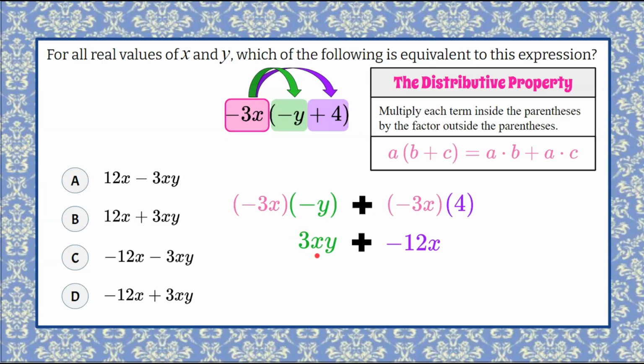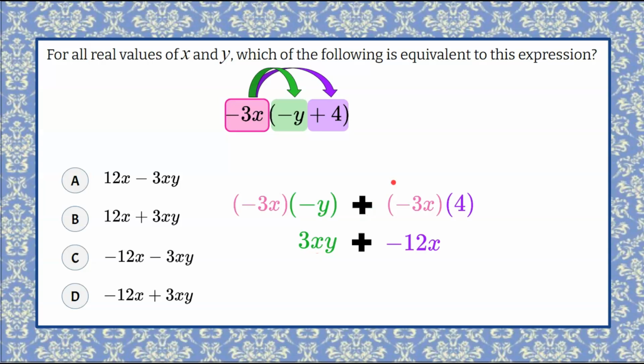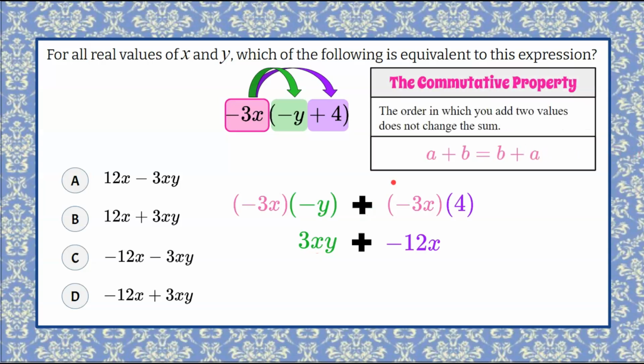So let's review another property. In algebra, we have the commutative property, which applies to addition, which we're adding here. The order in which you add 2 values does not change the sum. So a term A plus term B is equivalent to term B plus term A. We just have to be mindful of the sign of our term. So that tells me that I can reverse the order of these 2 terms and it's equivalent. So let's reverse it. We're going to start with negative 12x and add 3xy.